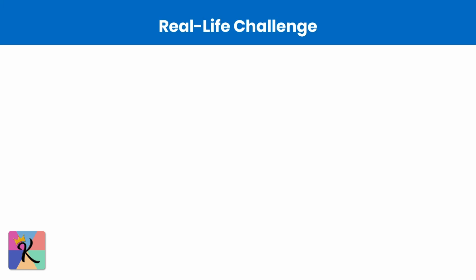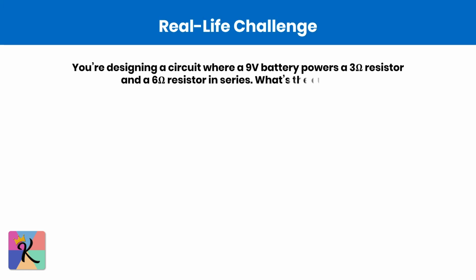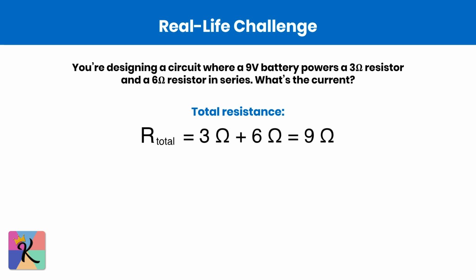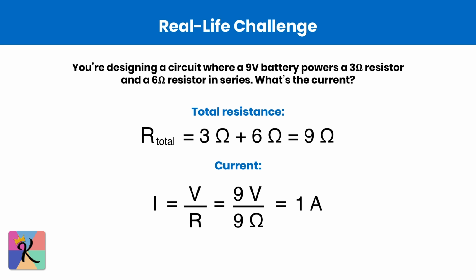Here's a real-life challenge. You're designing a circuit where a 9-volt battery powers a 3 ohm resistor and a 6 ohm resistor in series. What's the current? First, calculate the total resistance. 3 plus 6 equals 9 ohms. Then, calculate the current. 9 volts divided by 9 ohms equals 1 ampere. The current is 1 ampere.